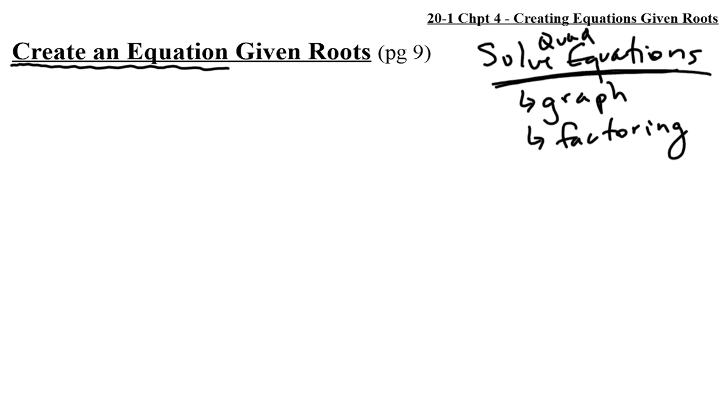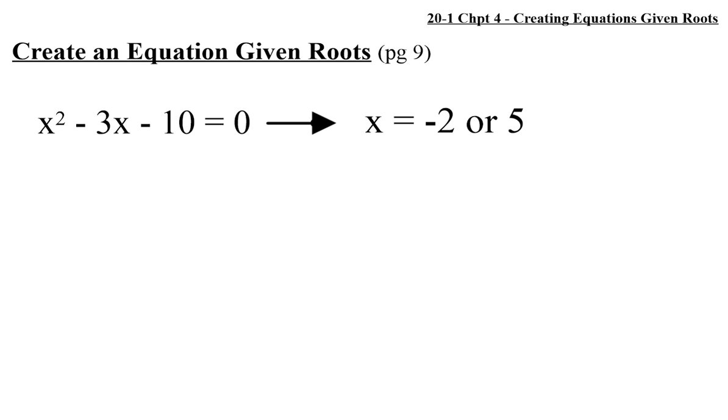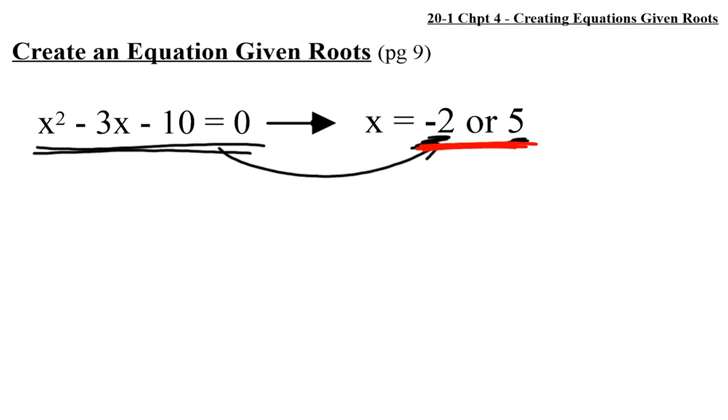So we've had a situation where we've had a quadratic equation and we've created the roots. X is -2 or X is 5. We now know that. But the question is, what if you have the roots? Instead of calculating the roots, can you create the equation when you're given the roots? So if you have X is -2 or 5, what's that equation that you started with?